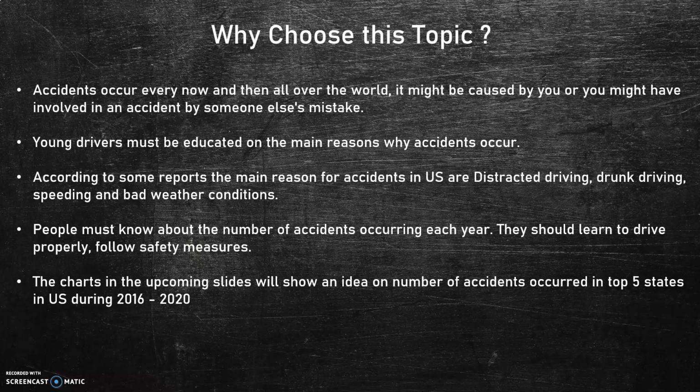So in today's topic, we'll be showing the number of accidents occurring each year in the top 5 states of the US during the period 2016 to 2020. These charts will give you an idea of how many accidents are occurring and give you that glimpse so that you don't make the same mistake. You understand the value of your life and try to take the perfect decision, right?